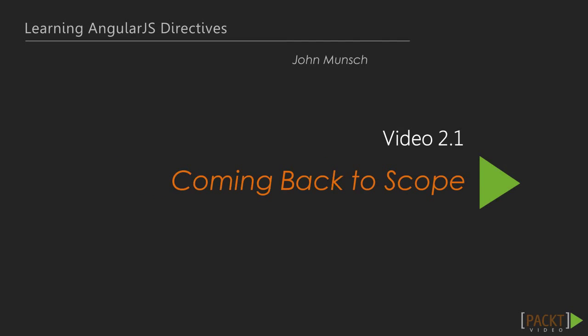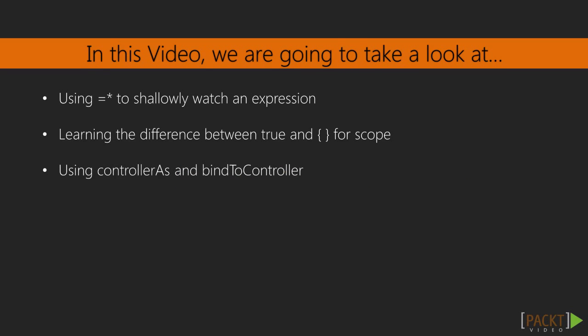In this video, we'll come back to the scope, using =* to watch an expression in a different way. We'll learn the difference between using true and an empty hash for our scope. And finally, for those users who use controllerAs right now as their syntax for dealing with a replacement for scope, a handy thing within AngularJS code, we'll show how controllerAs and bind_to_controller give you that same power on your directives.